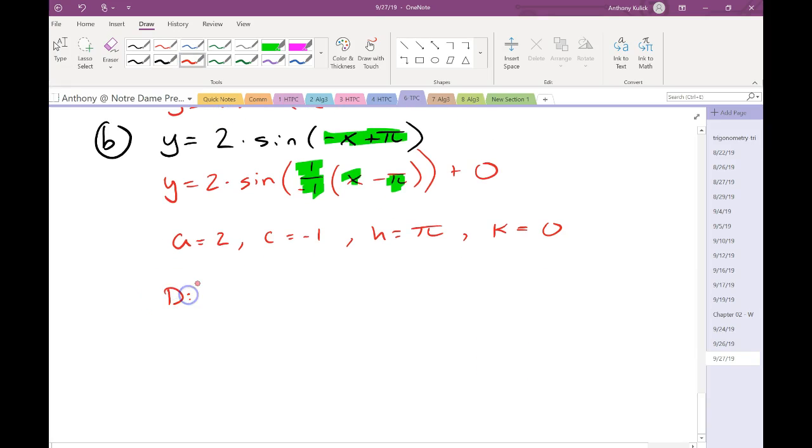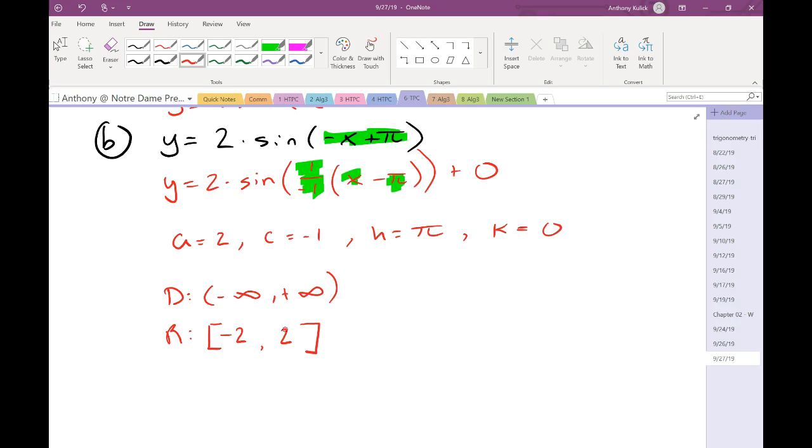What's the domain going to be in this case? This is an easy one. Yeah. All sine and cosine functions, their domains are all real numbers. What is the range going to be in this situation? Very good. So I will just write -2, +2.